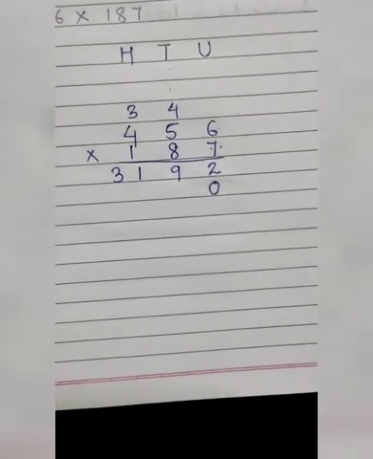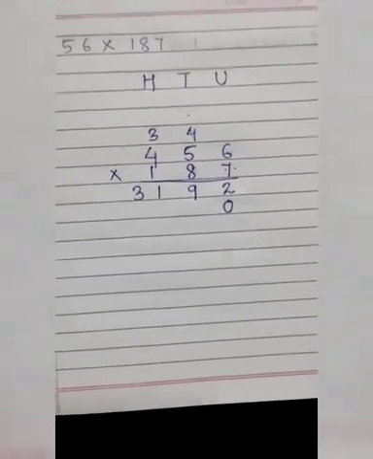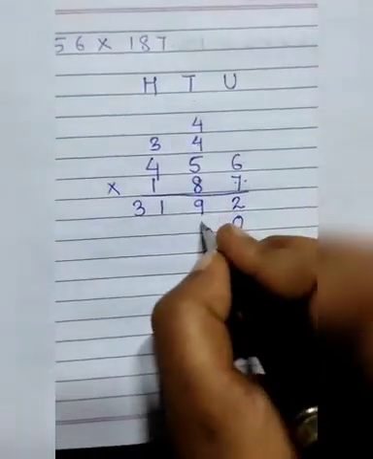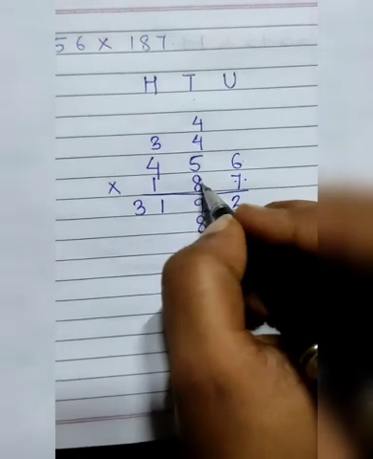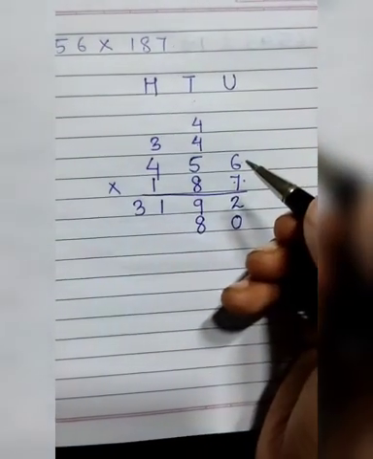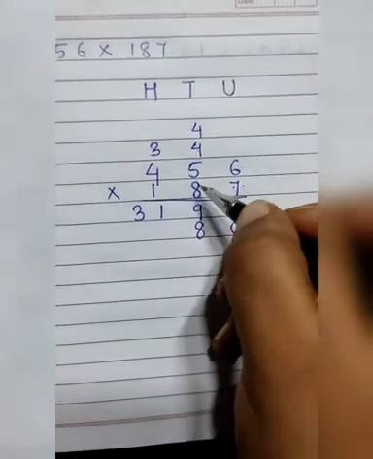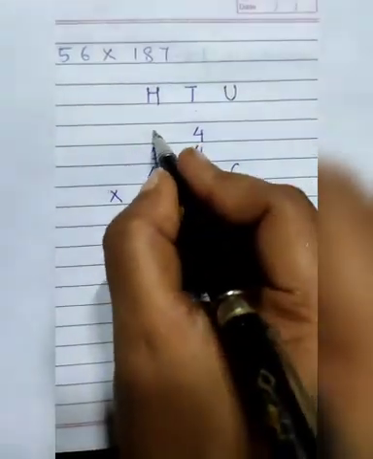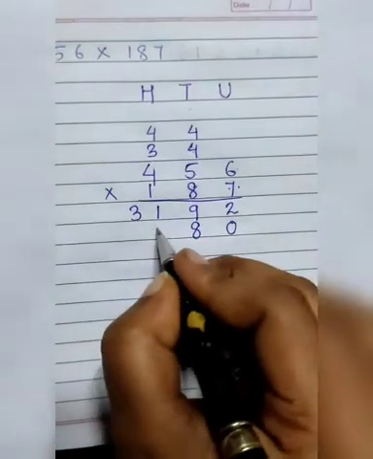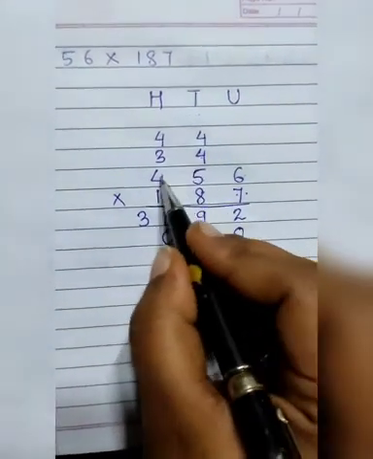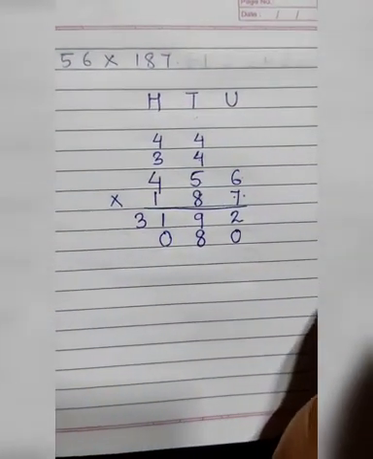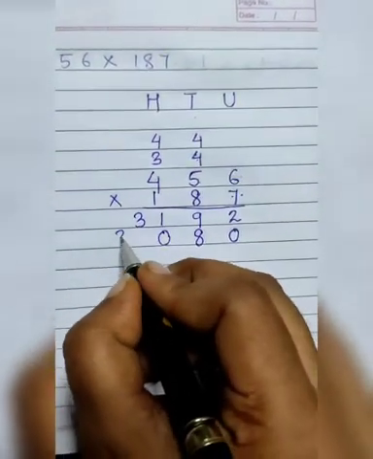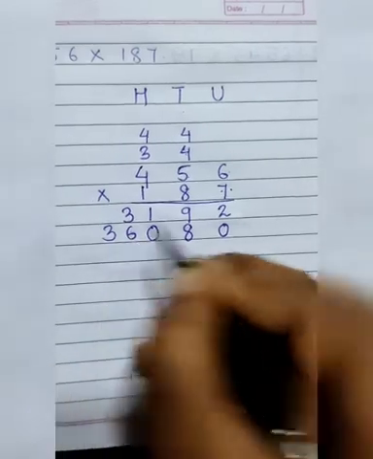Now 8 6s are how much? 48. So 4 we will write up and 8 we will write down. 8 5s are how much? 40. Plus 4 will be 44. 4 we will write up and 0 down. 8 4s are how much? 32. 32 plus 4 will be 36. So we will write down.